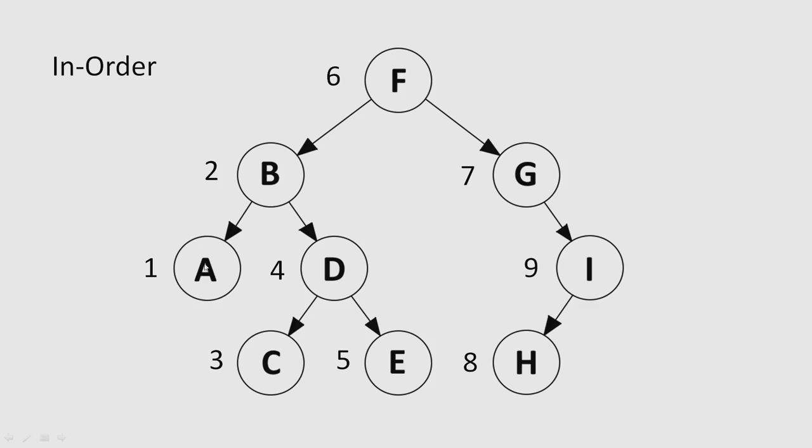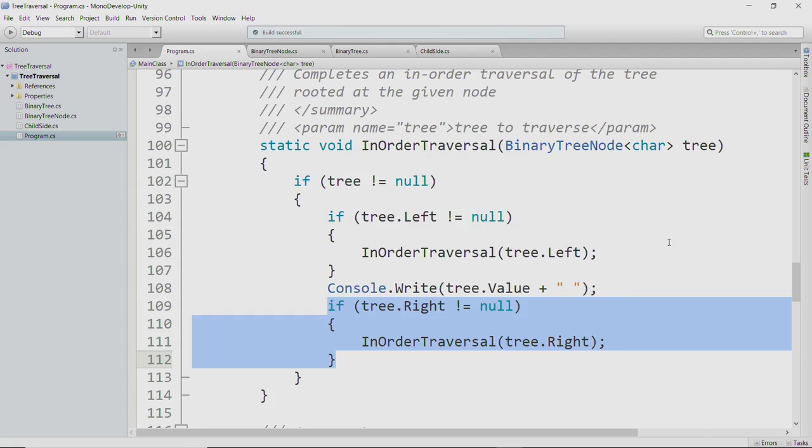So we process A first, and then we do B, the node, then we work our way down the right side. But once we get to D, remember we do left first, so C is next, and then the node, and then the right side, and then we come all the way back up. We already did all this stuff on the left, so we now process F, and we do the same thing on the right-hand side.